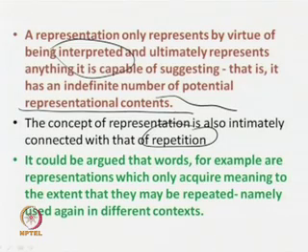Then he says it could be argued that words, for example, are representations which only acquire meaning to the extent that they may be repeated, namely used again in different contexts. Now, if you remember, we had a discussion on structuralism, wherein we said that language or words are a matter of convention, right? Words have to be used, we have to submit to the convention called the language system, and that is how words, which are essentially arbitrary in nature, begin to have what we call social currency or communication currency. Okay, we will look at this again.